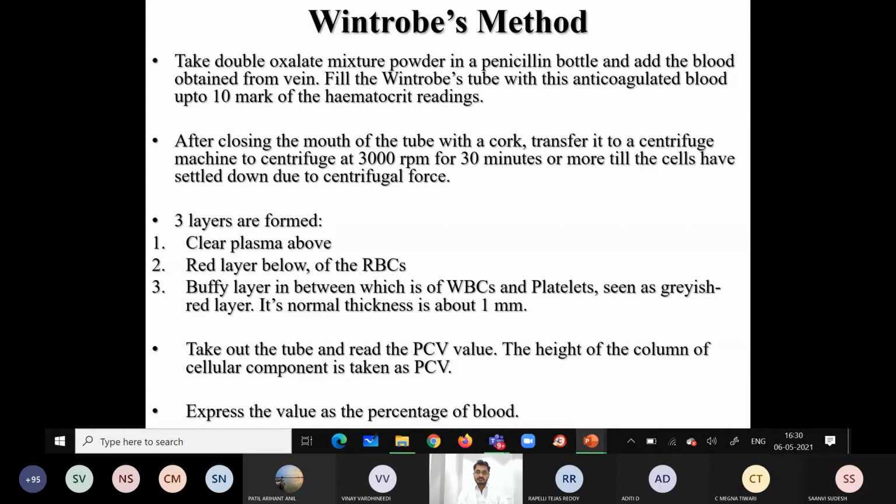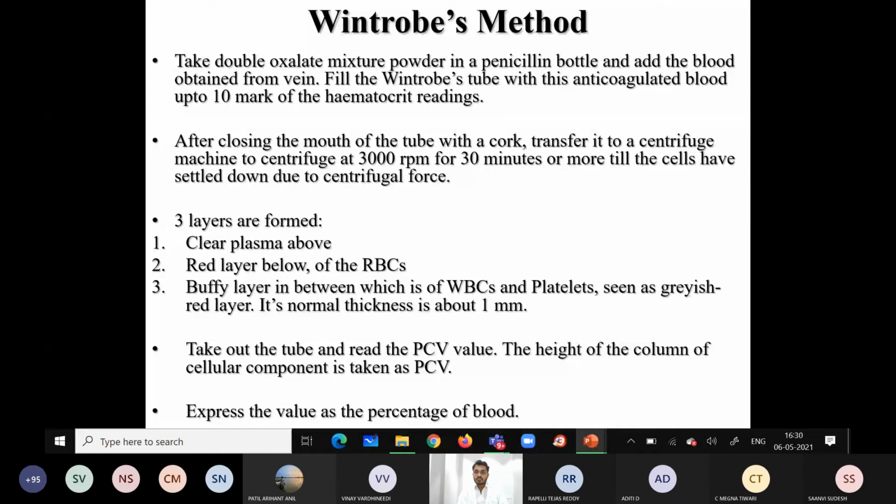Take double oxalate mixture powder. Double oxalate means ammonium oxalate and potassium oxalate: ammonium oxalate 6 mg and potassium oxalate 4 mg. Take the double oxalate mixture powder in a penicillin bottle and add the blood obtained from a vein.